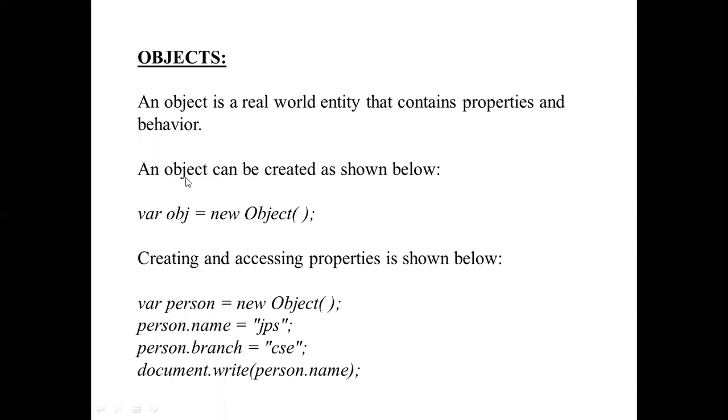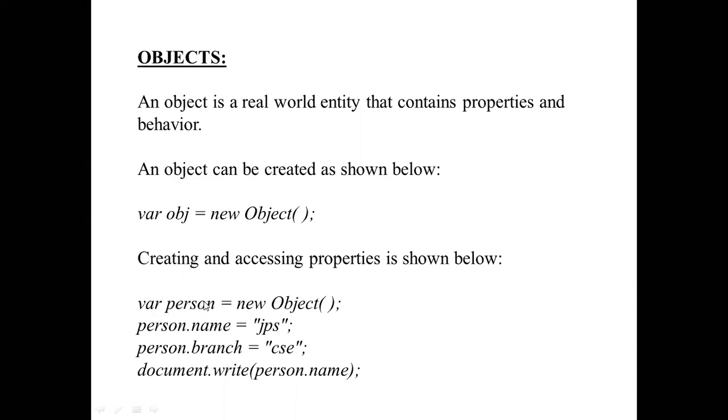An object can be created as shown below: var obj = new Object. Here obj is the object that is created using this new operator. Next, creating and accessing the properties. Here var person = new Object.